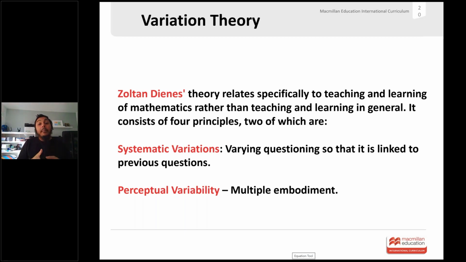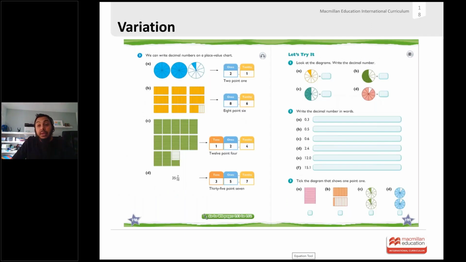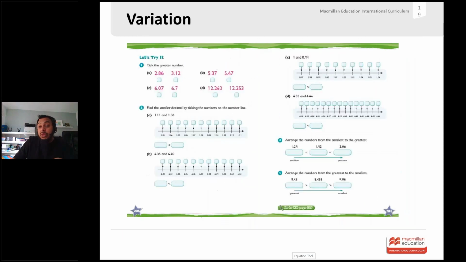And then perceptual variation, multiple embodiment. Multiple embodiment means seeing the maps in different ways. So for example, it might be circles, it might be vertical rectangles, it might be horizontal rectangles, it might be number line, it might be with inequalities.